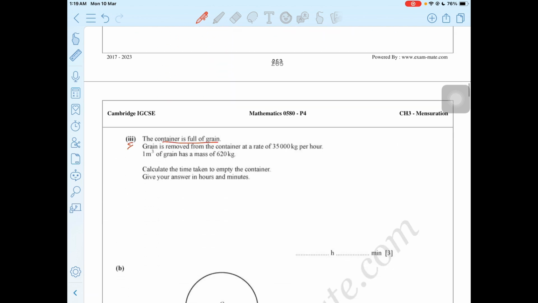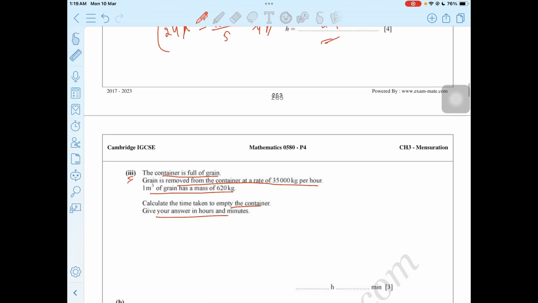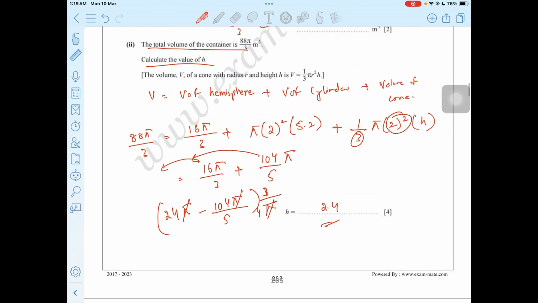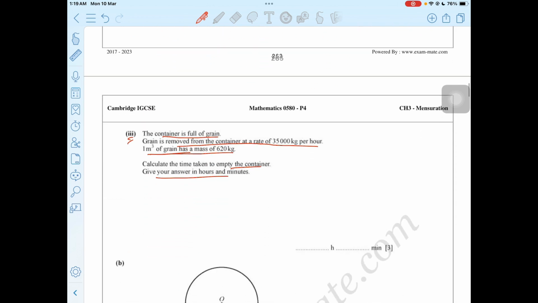Now let's move on to part 3. We have a container full of grain. Grain is removed from the container at a rate of this. 1 meter cubed of grain has a mass of 620 kilograms per cubic meter. Calculate the time taken to empty the container, giving your answer in hours and minutes, right? So we have the density given over here, right? We had our total volume as this, right? So let's just quickly calculate the mass it contains, right?